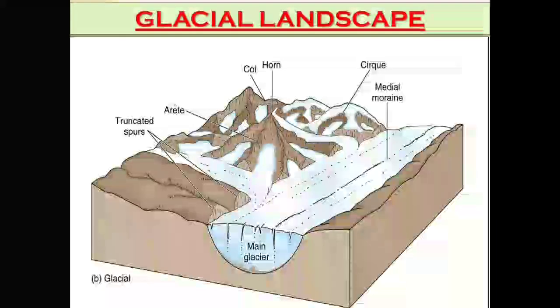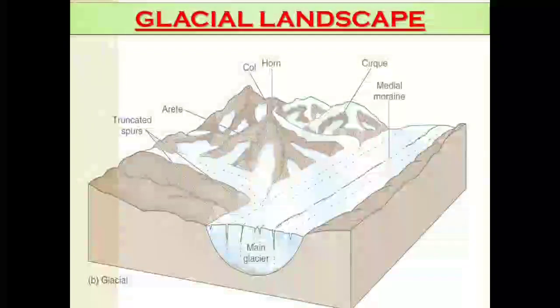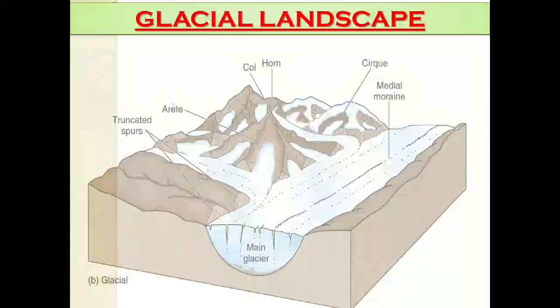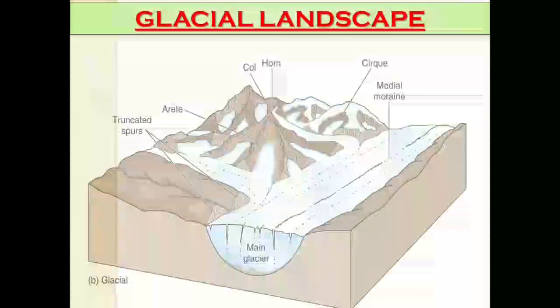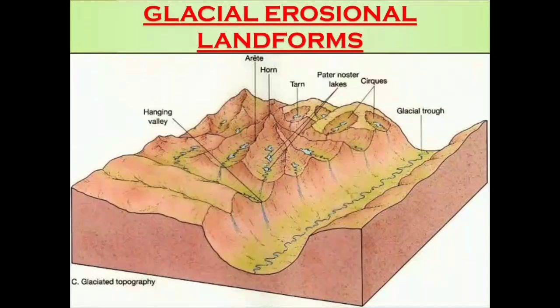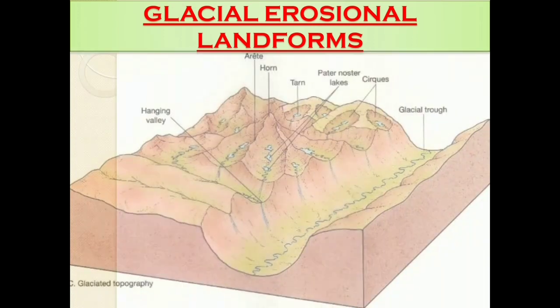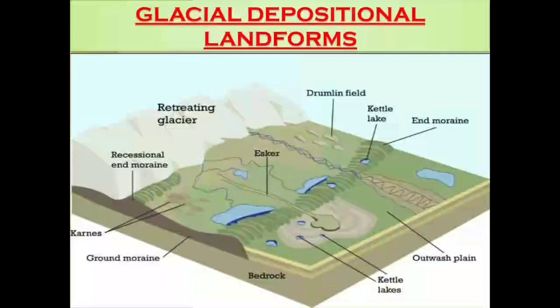Here you can see a diagram of glacial landscape. You can see horn, col, cirque, medial moraine, arête, truncated spurs, and the main glacier. This is glacier erosional landforms. Again the same picture, but it doesn't have glaciers. Glacial depositional landforms. You can see the picture. See the diagram of the glacial depositional landforms.